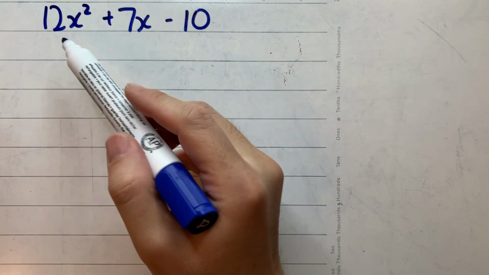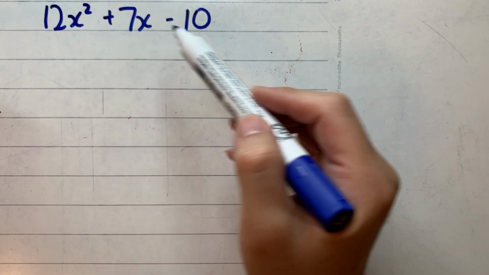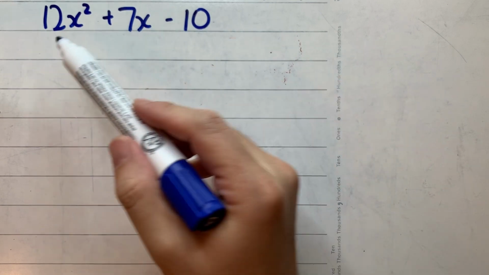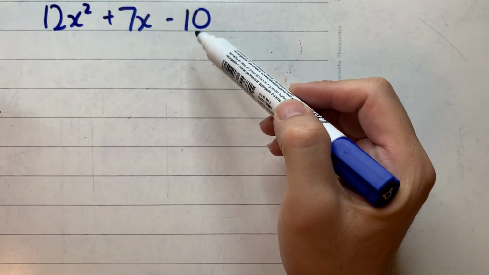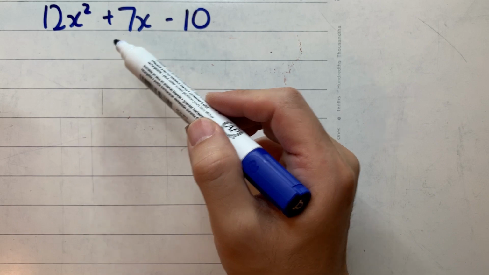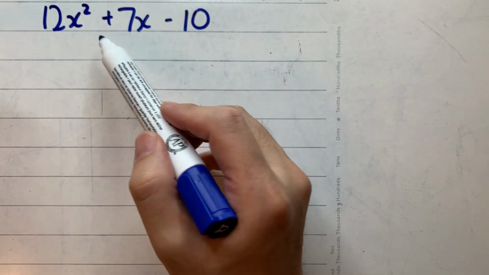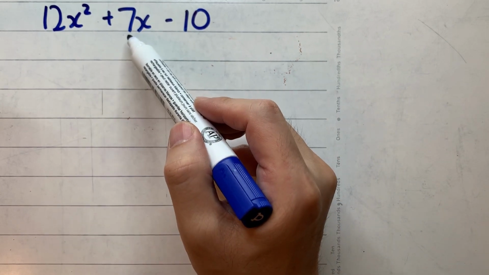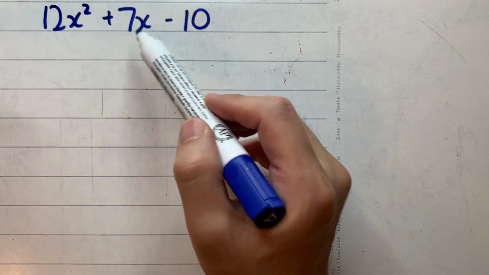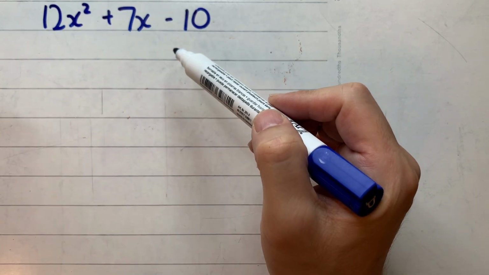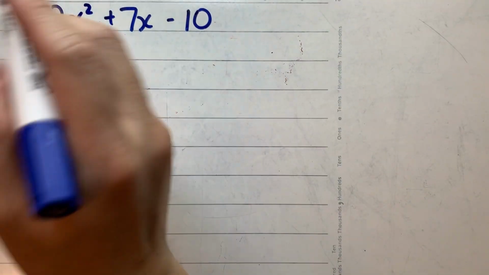We have a trinomial here, 12x squared plus 7x minus 10. All three coefficients are what is called coprime, meaning that they don't have any common factors other than 1. 7 is a prime number, so the only common factor is either 1 or 7 itself. Neither is a multiple of 7, so we don't have any common factor.